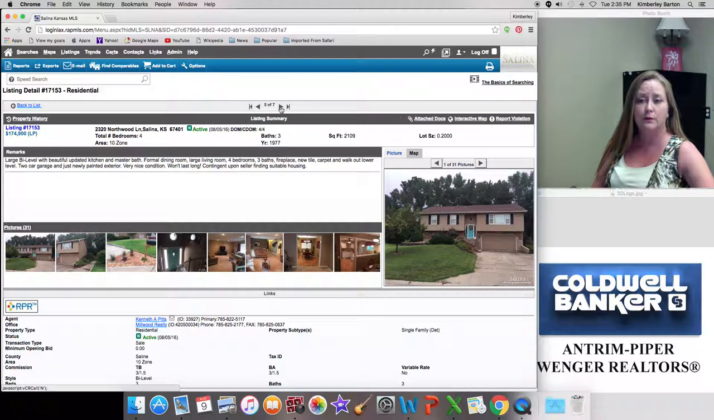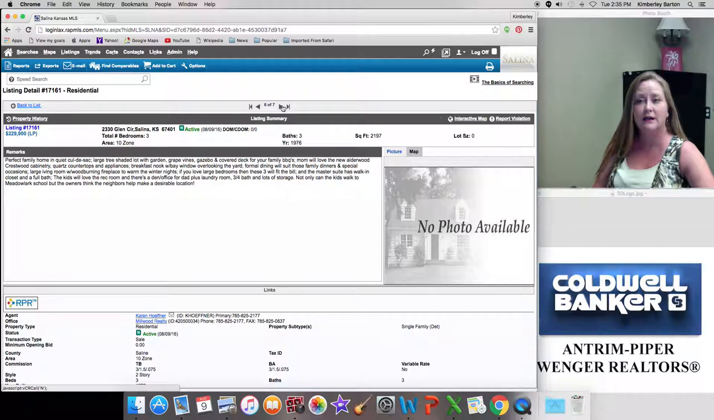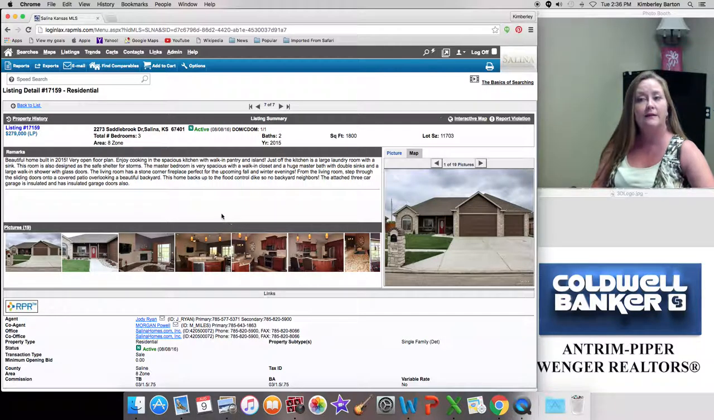Then we have a Millwood Realty listing at 2320 Northwood Lane for $174,900. And, well, no picture, but one at 2330 Glen Circle for $229,900. That is a Millwood Realty listing. And the last one is a SelinaHomes.com listing for $279,000. This is a newer construction built in 2015 at 2273 Saddlebrook Drive.